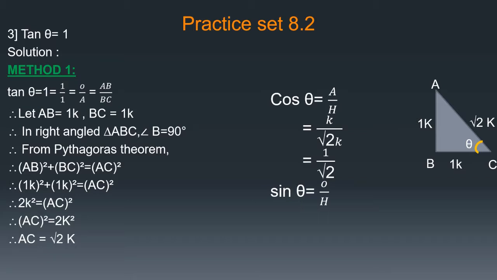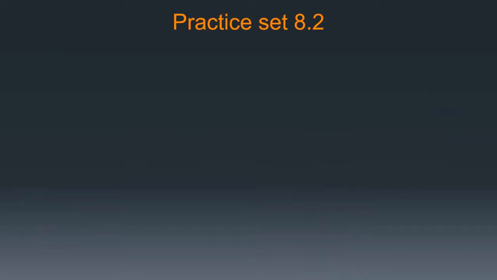Now let us find out the value of sin theta. Sin theta is opposite upon hypotenuse. So the opposite side of theta is AB, which is 1K, and the hypotenuse side is AC, which is root 2K. Again K and K get cancelled and we are left with 1 upon root 2. So cos theta is also 1 upon root 2 and sin theta is also 1 upon root 2. Let us do the next sum.